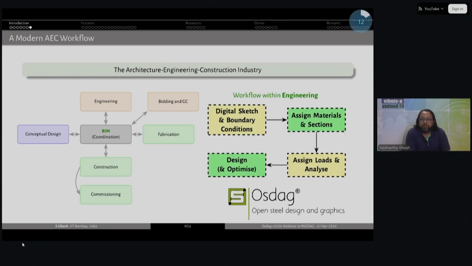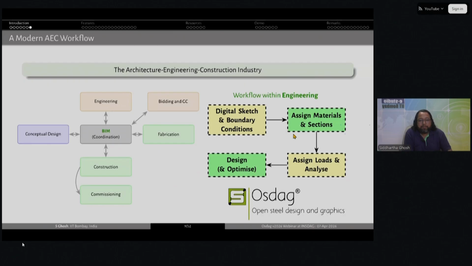The question is, in this overall workflow, where do we stand? Let's look at the engineering one. Within engineering, what do we typically do? When I say engineering, I am not talking about mechanical, electrical, plumbing. We are talking about structural engineering, not even the geotech part, which is not very far anyway. So we create a digital representation of a structure. We draw it on screen, assign the boundary conditions, then assign material, sections, loads, and do an analysis. Once we do the analysis, we look at the codal specifications and we try to design. And if I am a good engineer, I will also try to economize or optimize the whole design.